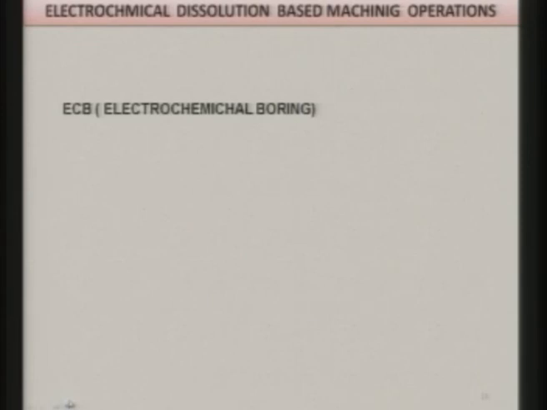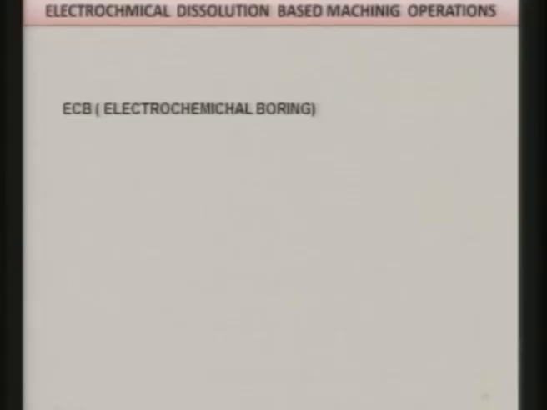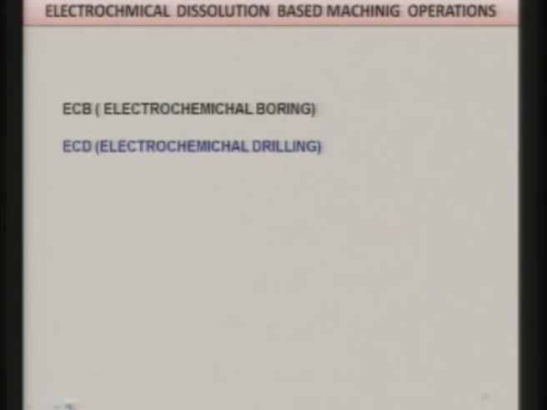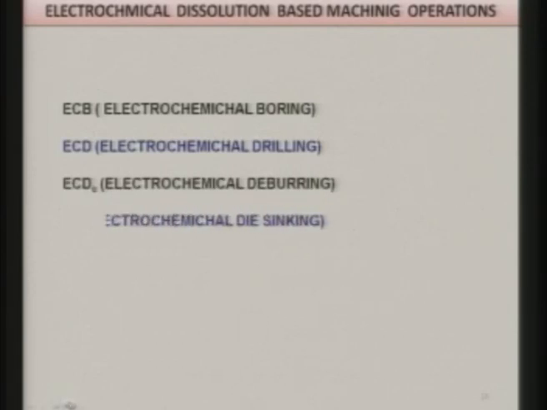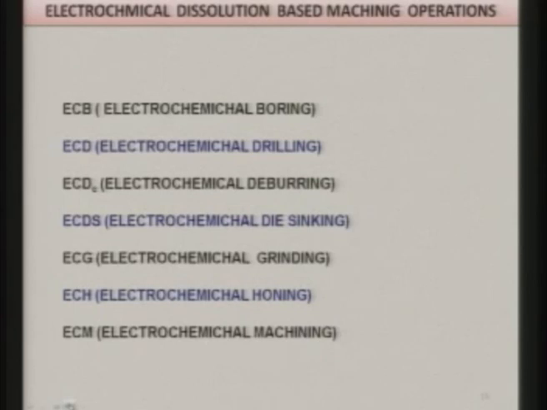Now, this is the basic principle of electrochemical machining, but using this particular process you can perform various kind of machining operations. I will list and I will show some of them with the help of the figure to understand the huge capabilities of this particular process for machining purposes. One of them is electrochemical boring operation, and then there is another operation, electrochemical drilling. You can do electrochemical deburring, electrochemical die sinking, electrochemical grinding, electrochemical honing, and then electrochemical machining.